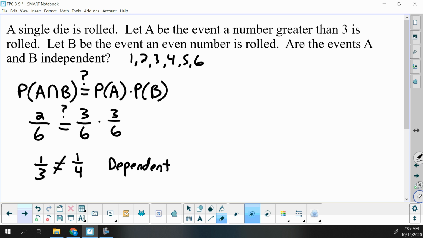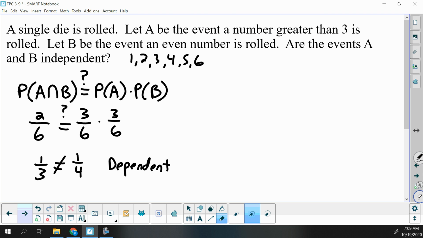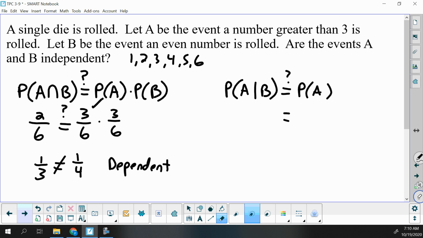Now let's show you the conditional ways. So probability of B given A, or you could do the reverse too. Probability of A given B should equal the probability of A. We'll just look at one of the ways to show you. So let's say we want probability of A given B. We want it to equal the probability of A. And we don't know. Well, the probability of A we had right here was 3/6. Probability of A given B with our scenario is saying, what is the probability of getting a number greater than 3 given that an even number is rolled?